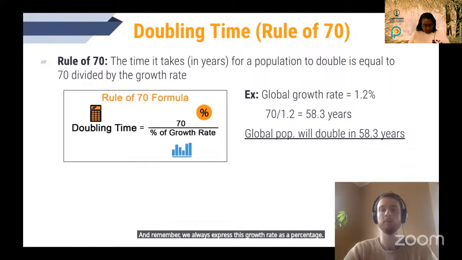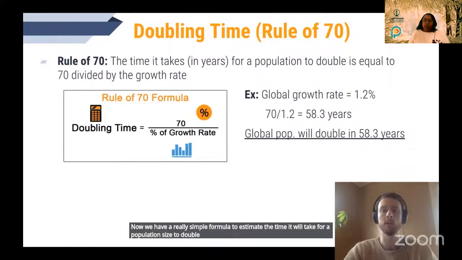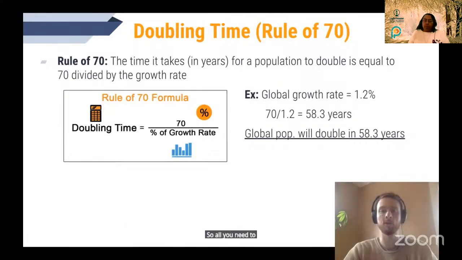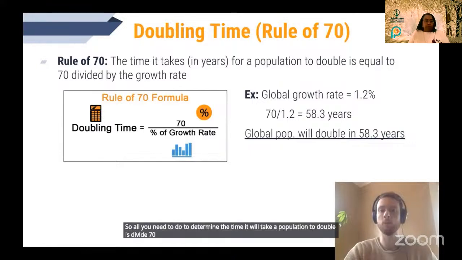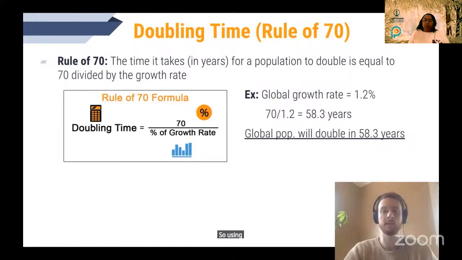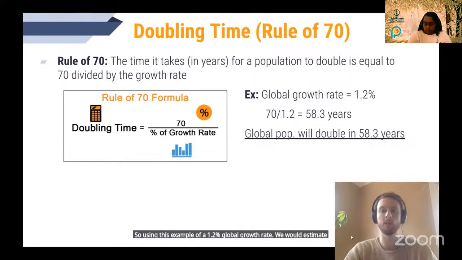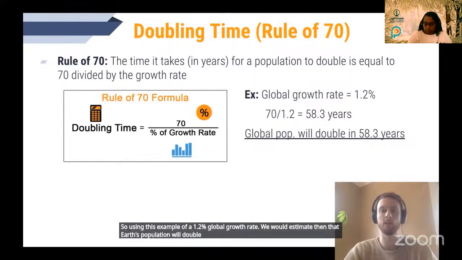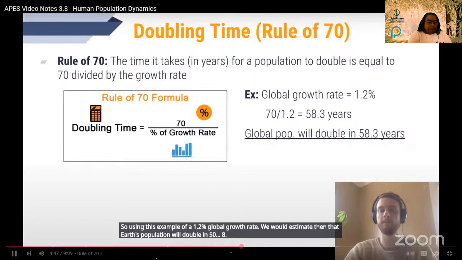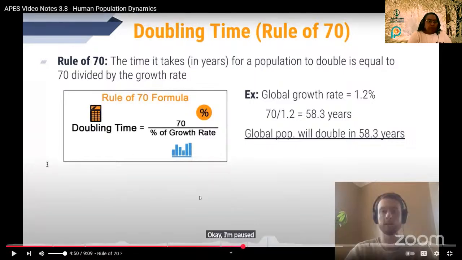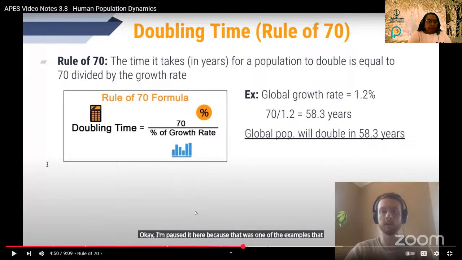Now we have a really simple formula to estimate the time it will take for a population size to double, and we call this the rule of 70. So all you need to do to determine the time it will take a population to double is divide 70 by the growth rate of the population. So using this example of a 1.2% global growth rate, we would estimate then that Earth's population will double in 58.3 years.